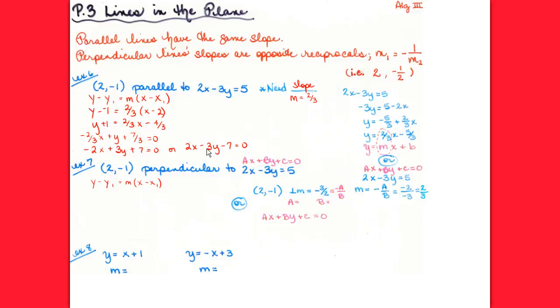All right, look at example 7. The only thing that we change about example 7 is that we change parallel to perpendicular. So we still have the same equation. The slope of that equation we had found to be 2/3. So what is your perpendicular slope going to be? Yes, -3/2.